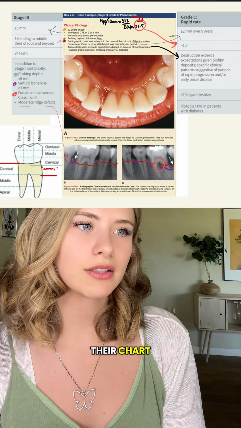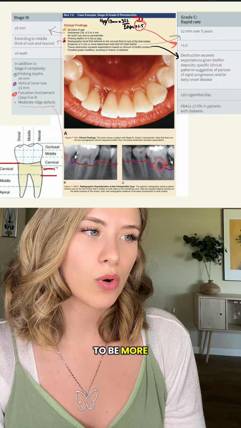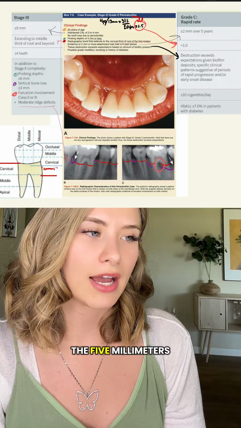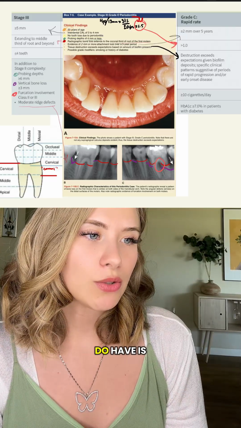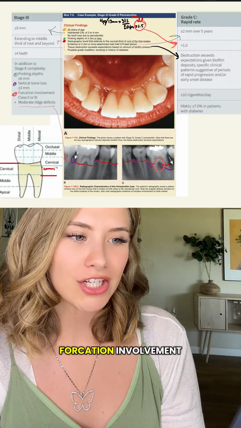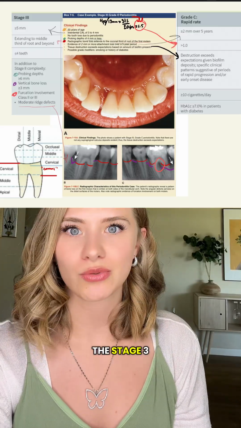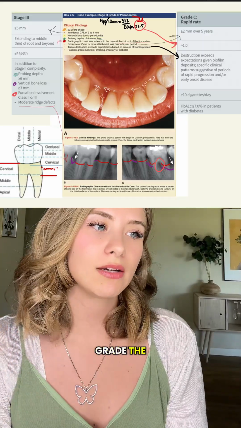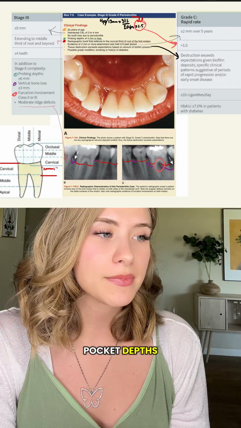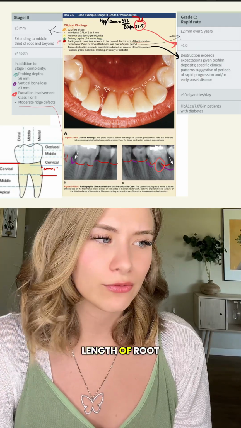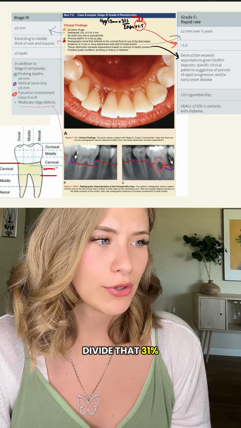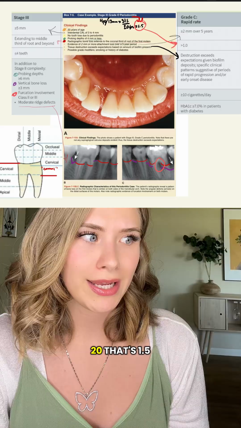When I look at their chart, for stage 3 it has to be more than, you know, the 5 millimeters of interdental CAL, but they have 3 to 4. But what they do have is furcation involvement, so that brings them to stage 3. And then same thing with the grade, we're going to go with 4 millimeter pocket depths, okay? We're going to go with a regular 13 millimeter length of root. Divide that, 31%, divide that by 20, that's 1.5. That is more than 1.0, so that brings them to a C.